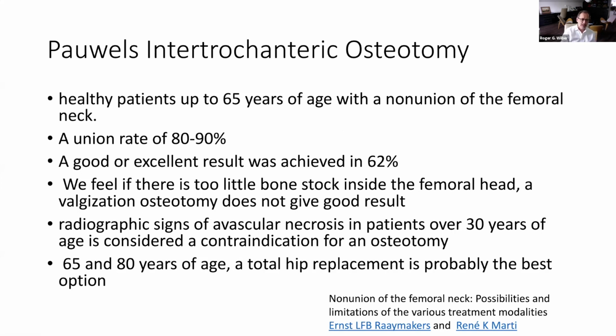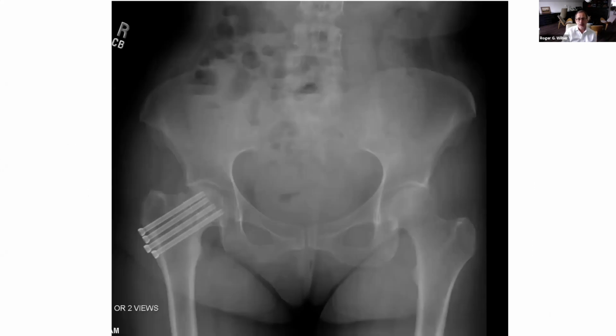So in the 65 to 80-year-old group, total hip replacement is probably the best overall option. Let me give you some exceptions. There are some exceptions to that rule.